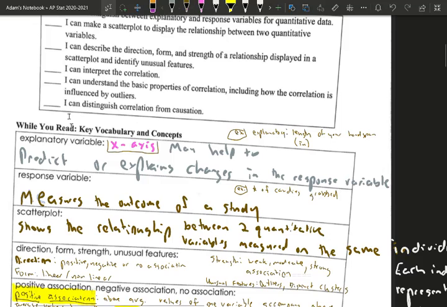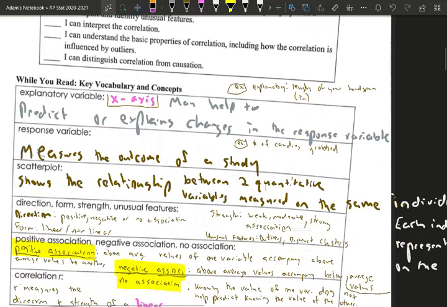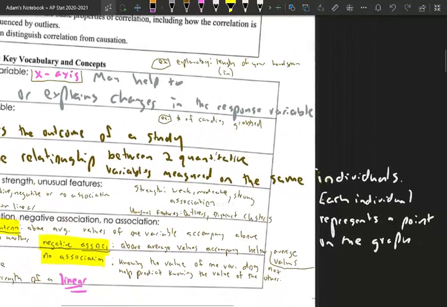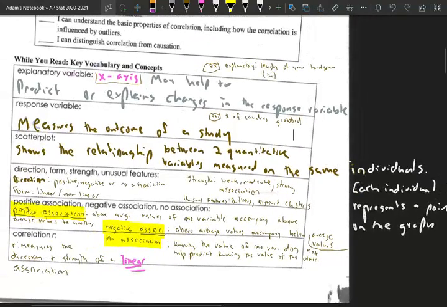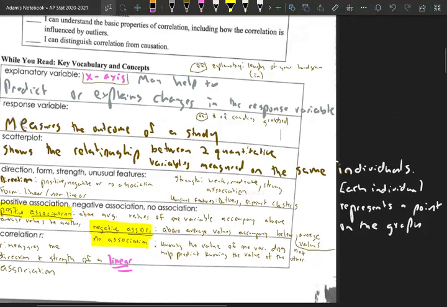Okay. A scatter plot shows the relationship between two quantitative variables measured on the same individuals. This is all in your slides, by the way. If you have to look any of these up, it's on the slides on Google Classroom. Each individual represents a point on the graph.